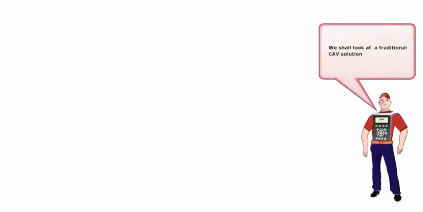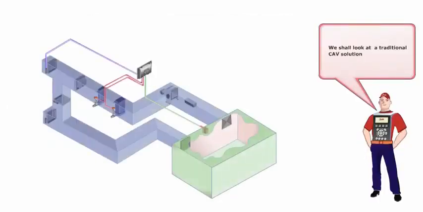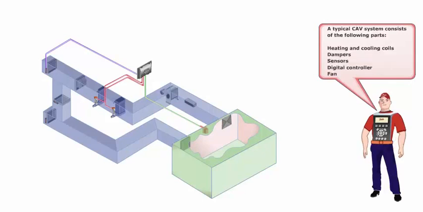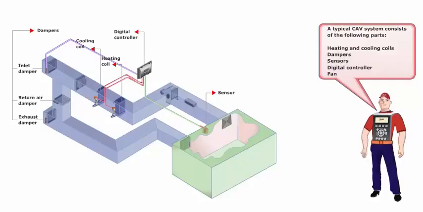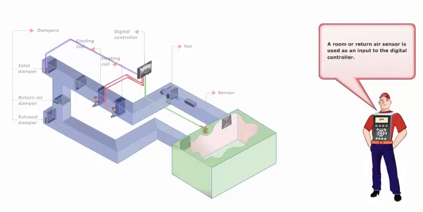We shall look at a traditional constant air volume solution. First, let me list the various components in it. A typical constant air volume system consists of the following parts: heating and cooling coils, dampers, sensors, digital controller, fan. A room, or return air sensor, is used as an input to the digital controller.